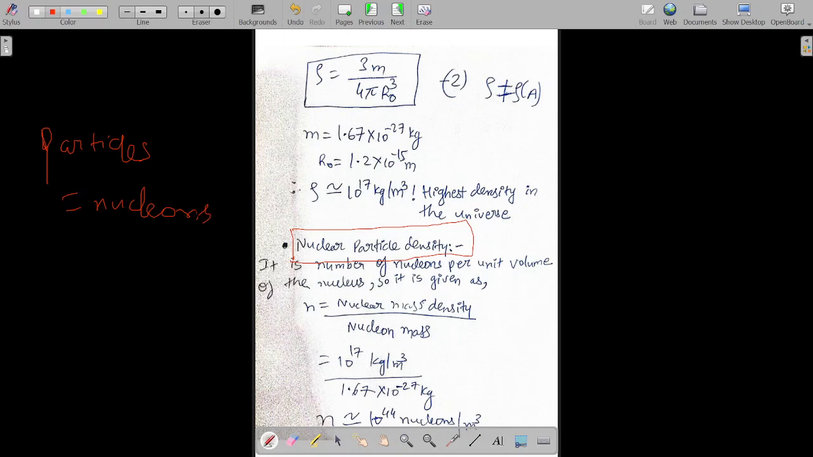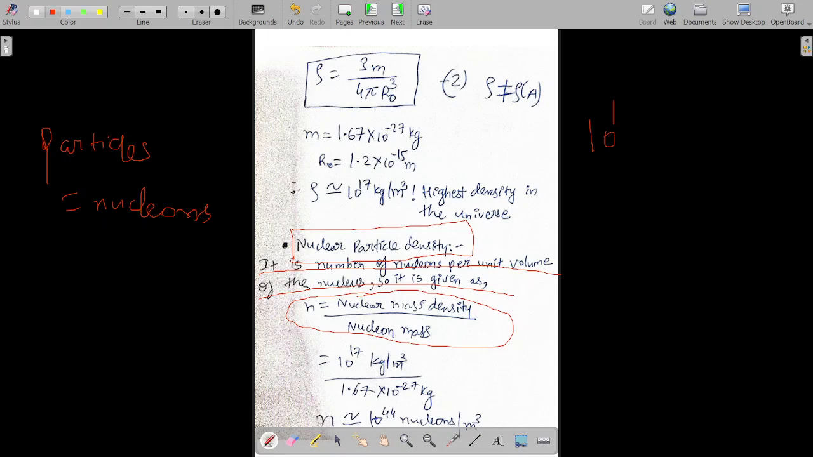So nuclear particle density simply means how many nucleons will be present in a unit volume of the nucleus. So it is the number of nucleons per unit volume of the nucleus. Now how did this formula come? N is equal to nuclear mass density divided by nuclear mass. Let me tell you.